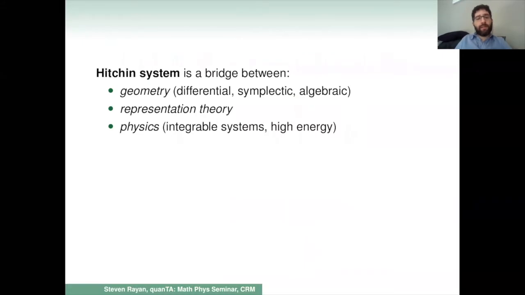Okay, so the Hitchin system, the way I like to view it is it's a bridge between geometry, and geometry in many different flavors, differential, symplectic, and algebraic, also representation theory, and physics. And in physics, it mainly appears in two ways, integrable systems, but also it enjoys various connections to high energy physics. I'm going to be talking mostly about the geometry and a little bit about the physics, and maybe less so about the deep connections to representation theory.